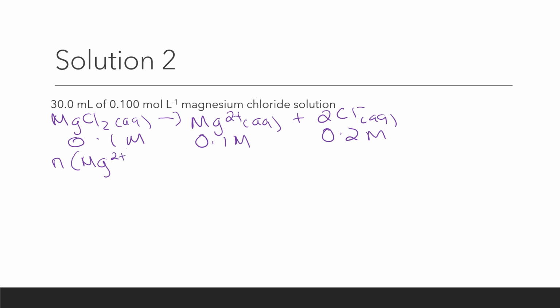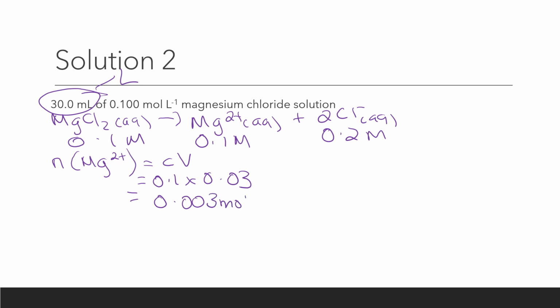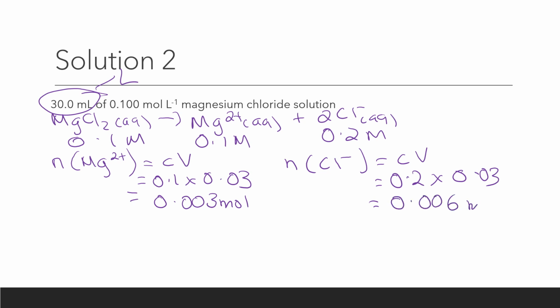Now we can find the number of moles. So the number of moles of magnesium ions will equal CV, which is 0.1 times 30 ml. Now the ml must be converted into litres. So it's 0.03 of a litre. So this comes out to 0.003 moles. The number of moles of chloride ions equals CV, which is 0.2 times the volume, which is 30 ml, which is going to be equal to 0.006 moles.